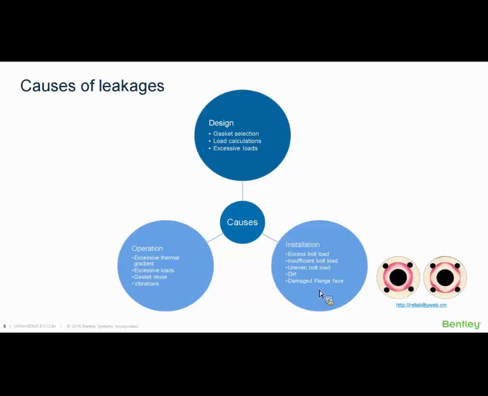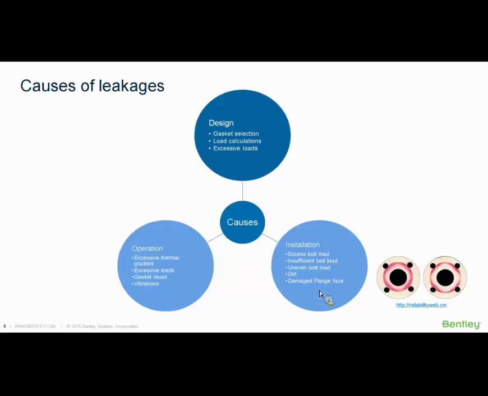We can categorize the root causes of flange failure into three categories. There could be other categories, but for this presentation, let's categorize them into design, installation, and operation failures. There could be errors made during the design of the flange, like improper gasket selection. This could include selecting a gasket material with chemical properties which are not adequate for the fluid that is being sealed, or the pressure or temperature of the system is higher than the gasket can withstand.